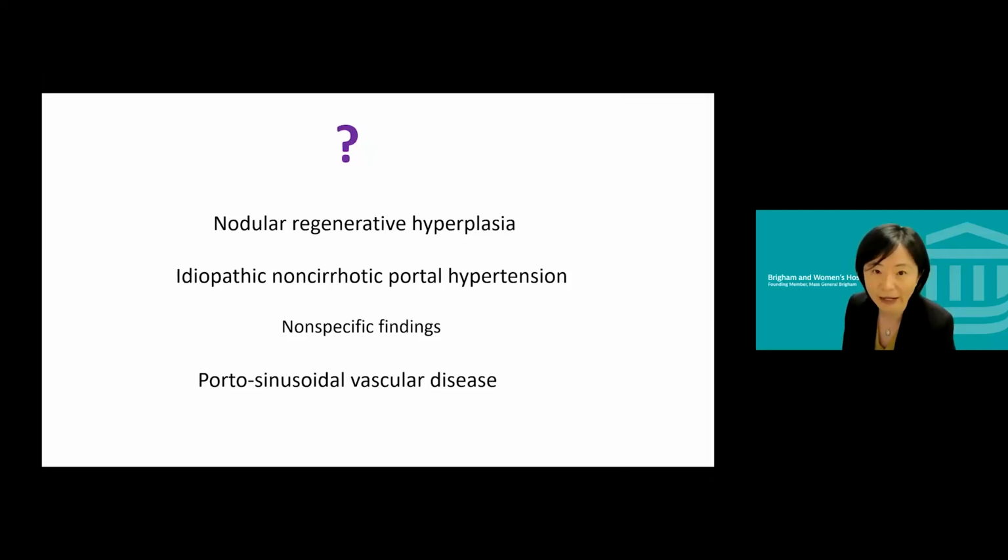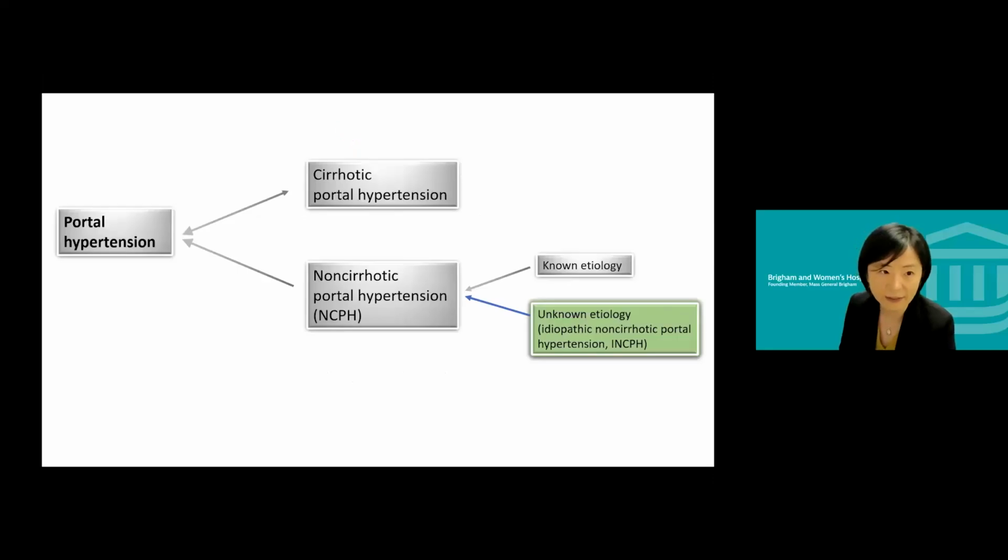I think you all have some idea of what the disease is, but you are probably confused about what term we should use. Should we call this nodular regenerative hyperplasia? Should we call this idiopathic non-cirrhotic portal hypertension? Or can this all be non-specific, because you probably have seen all these findings in other biopsies for different liver diseases? Or should we use the new term portal sinusoidal vascular disease? So there's a lot of controversy regarding this diagnosis, although we are starting to learn more and more about this entity. But we can start with something we all understand, which is that the patient had portal hypertension.